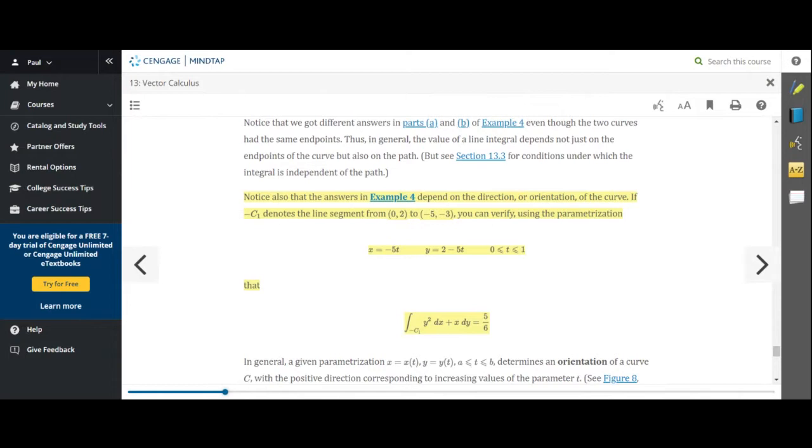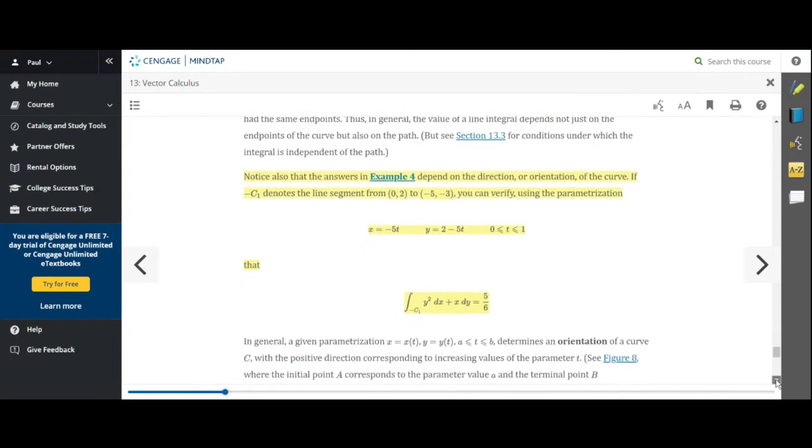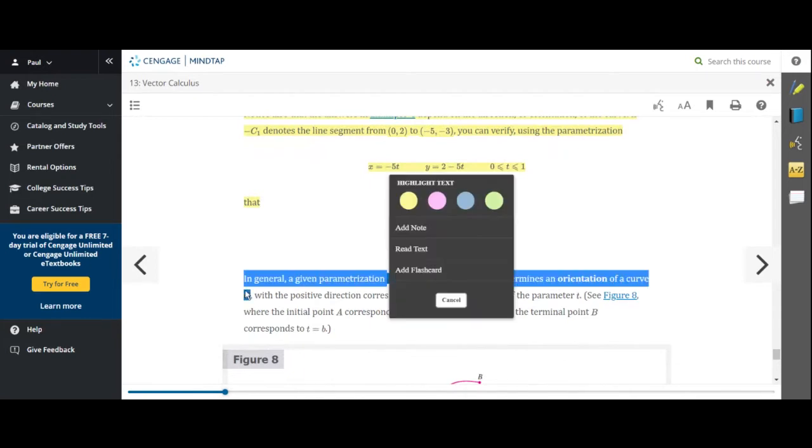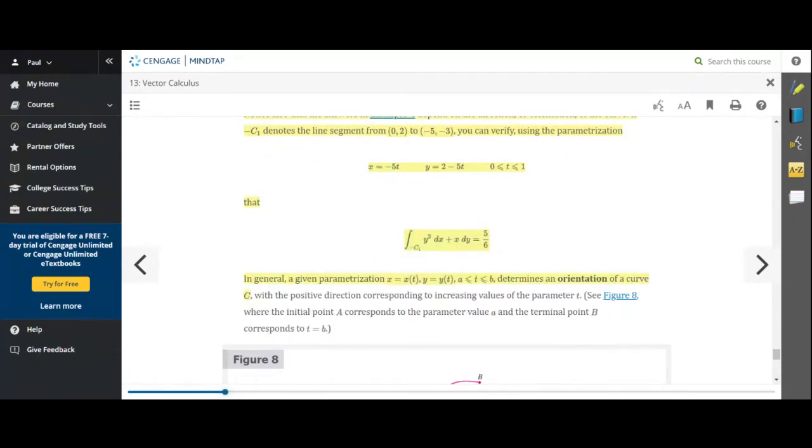So if -C1 denoted the line segment going the other direction, starting at 0, 2 and going to -5, -3, then it turns out that your line integral is going to be 56, which is opposite -56. -56 was the value of the line integral when you start at -5, -3 and go to 0, 2. If you go the other direction, you get the negative of that. Negative of -56 is 56. So the point is, in general, I want to highlight all of this. There's a lot of stuff here in section 13.2. In general, a given parameterization determines an orientation of the curve with positive direction corresponding to increasing values of the parameter.